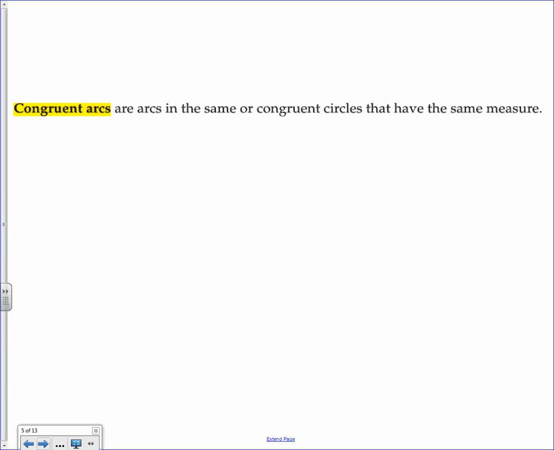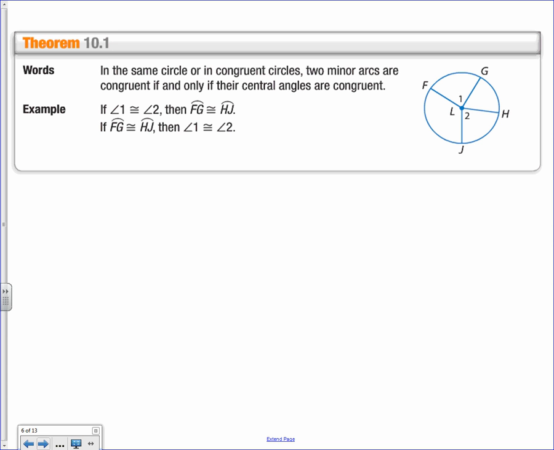Congruent arcs are arcs in the same or congruent circles that have the same measures. That should not be surprising. That's what congruent means. In the same circle or in congruent circles, two minor arcs are congruent if and only if their central angles are congruent. So giving a more direct reasoning here.